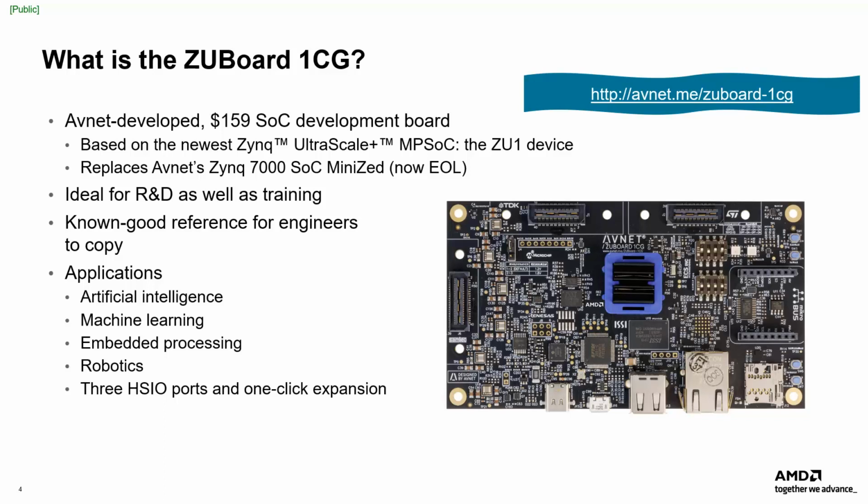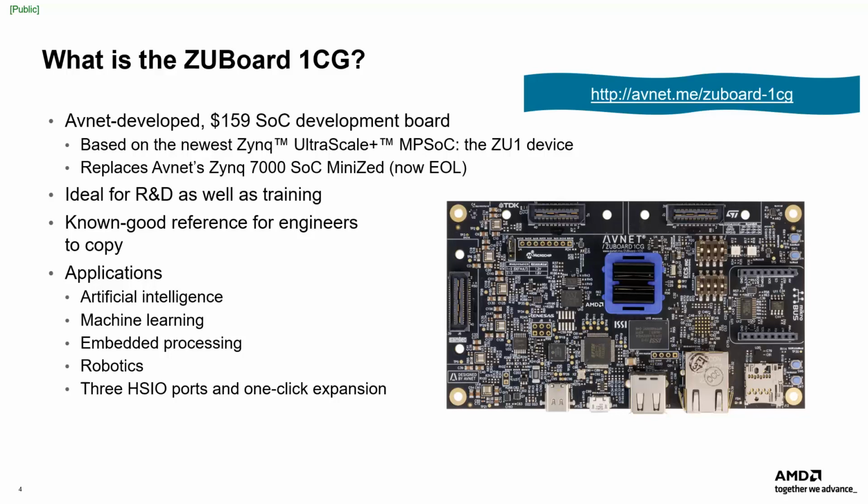The ZU board 1CG is a new development board designed by Avnet. This board features the ZU1 in the low-cost SBVA 484 package. The board is a very low-cost entry point for new and experienced engineers alike. You may remember Avnet's MiniZ, which was based on the smallest member of the Zynq 7000 family and under $100. This ZU board replaces MiniZ. While not under $100, the $159 resale is still very low compared to other entry-level development options.